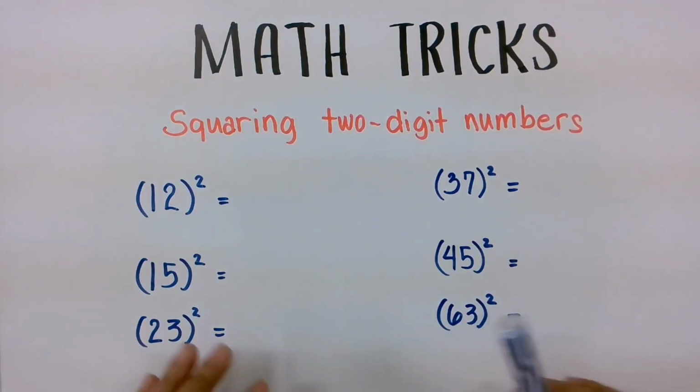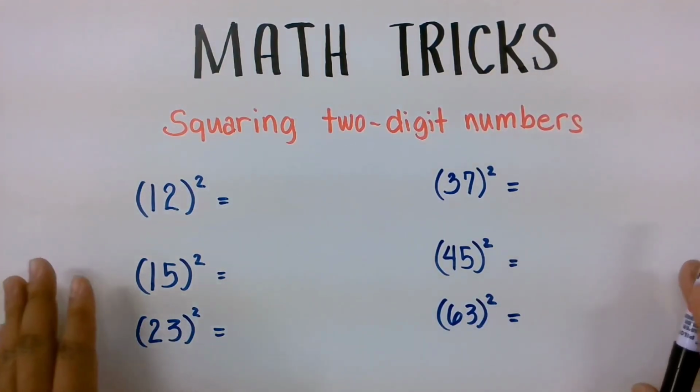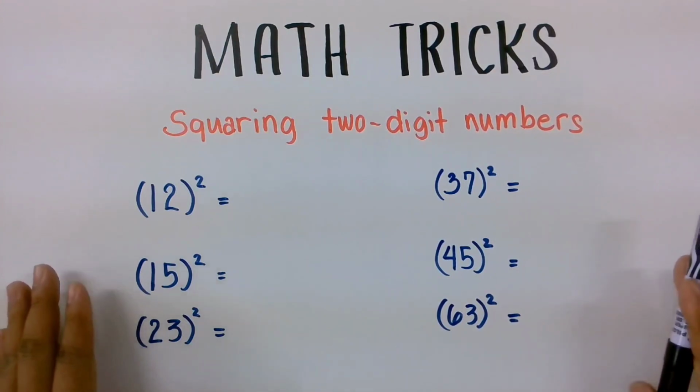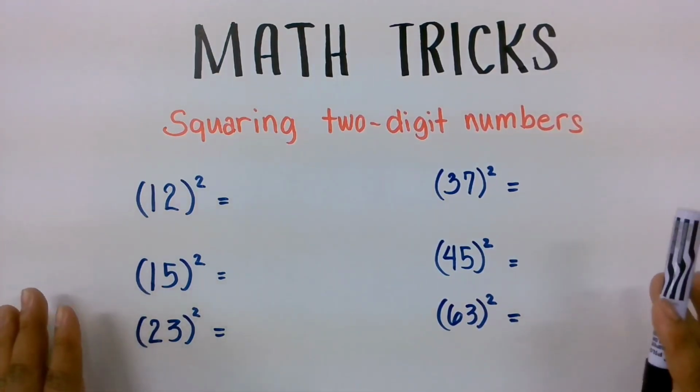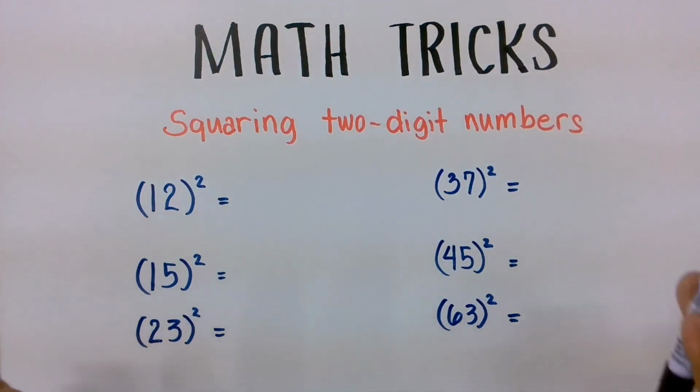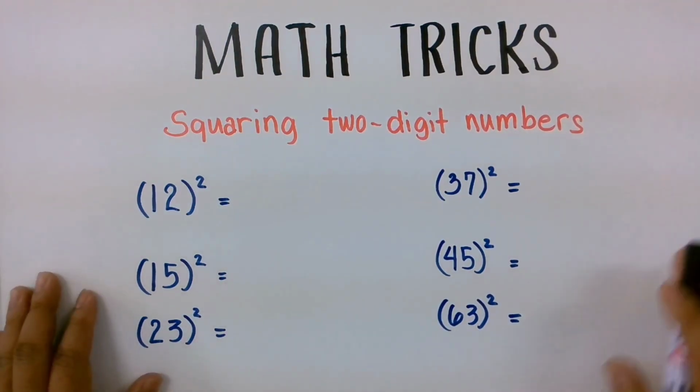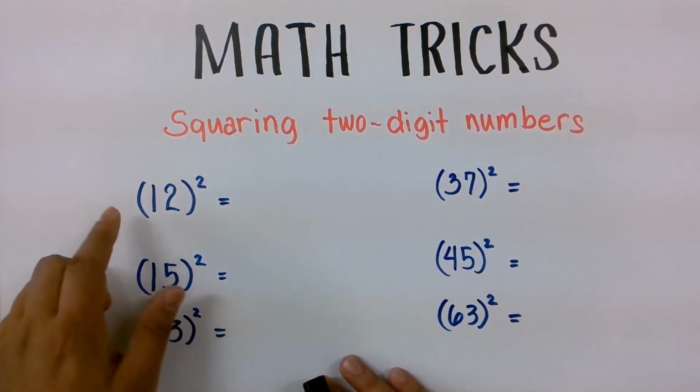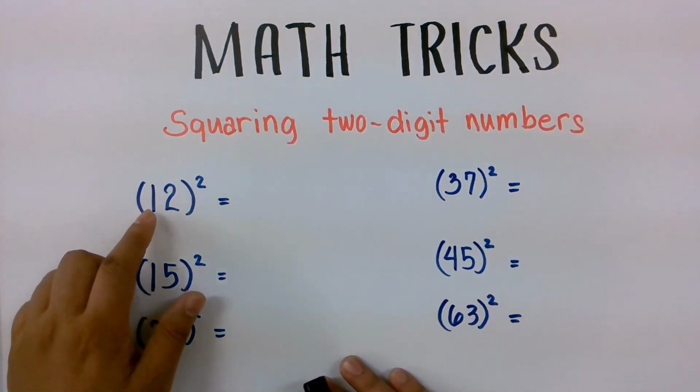So paano nga ba kuhanin ang square ng mga numbers na to nang mabilisan lang at kahit hindi ka gumamit ng calculator ay makukuha mo siya ng tama. So let me help you to do this, okay? So ganito ang gagawin natin mga kasipnayan. Let's try the first example. So we have 12 squared.